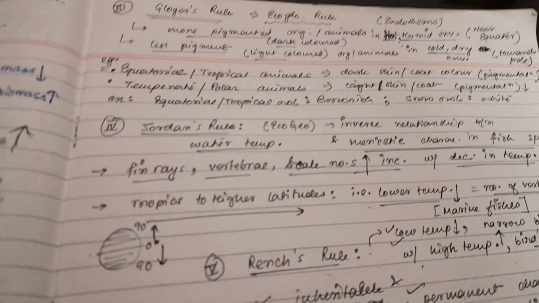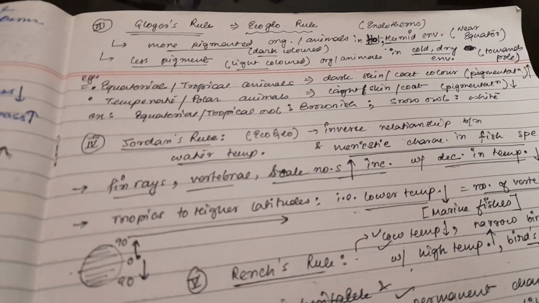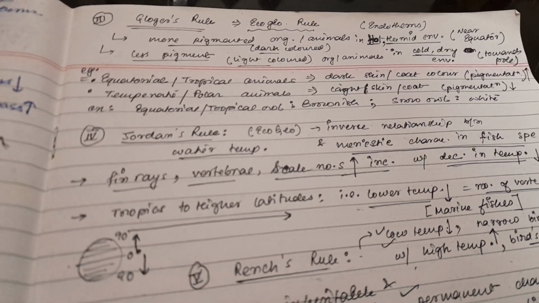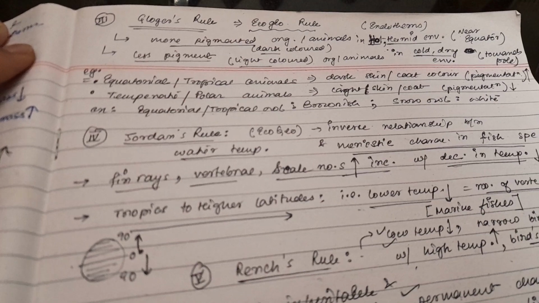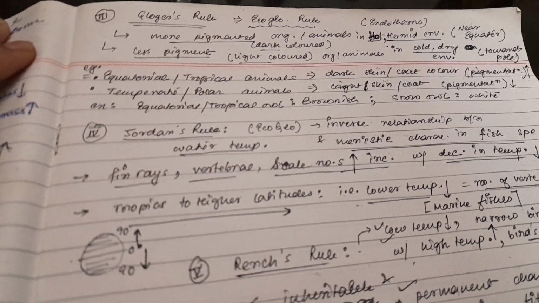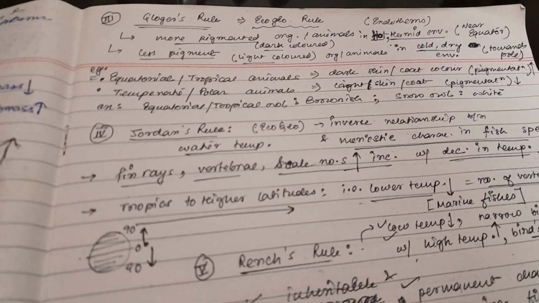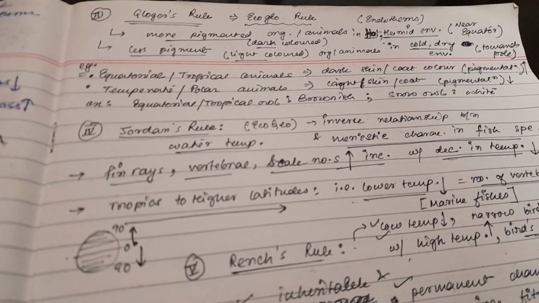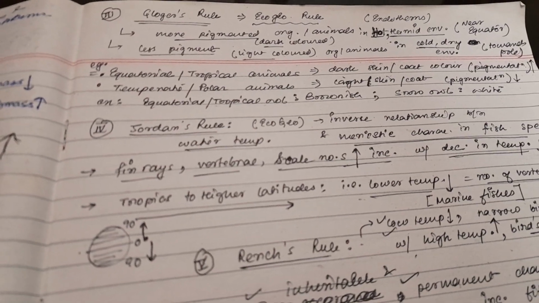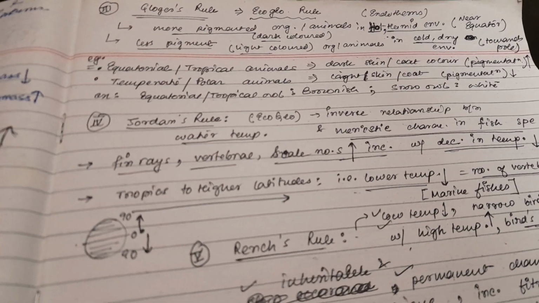Now, coming to Gloger's rule. It is a bit different from Bergmann's or Allen's rule. Gloger said that if we consider the scenario from equator to poles, at the equator the temperature is high, so animals are more prone to exposure to harmful UV rays. We know that pigments like melanin provide protection from those harmful UV rays.